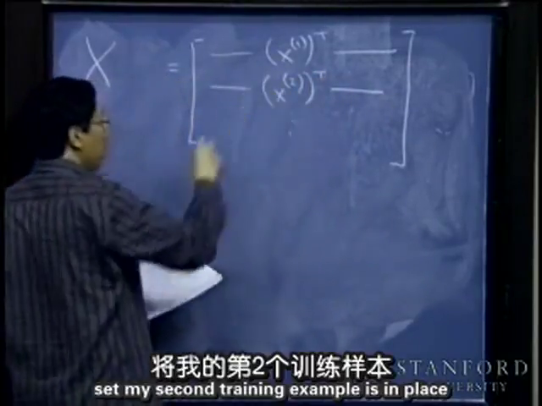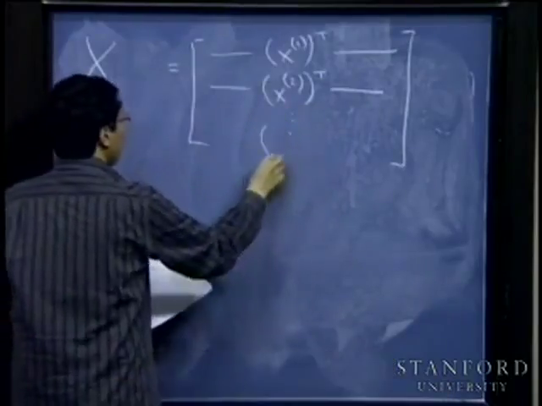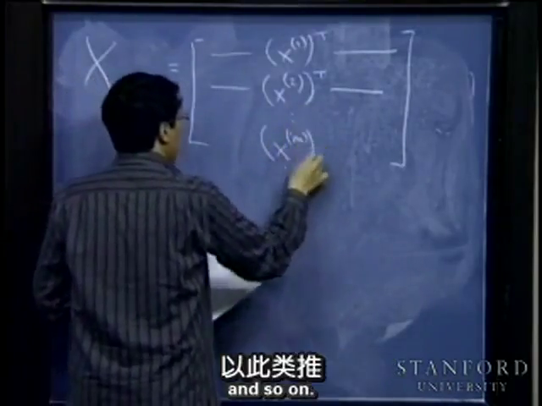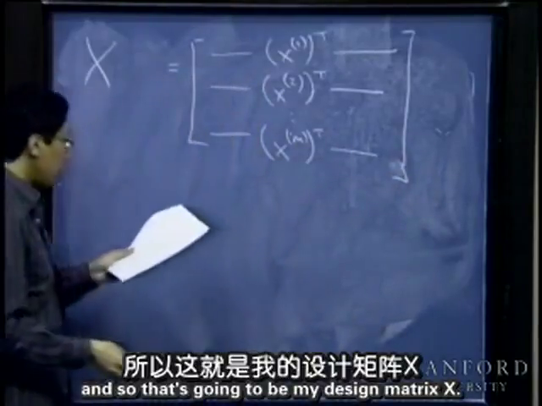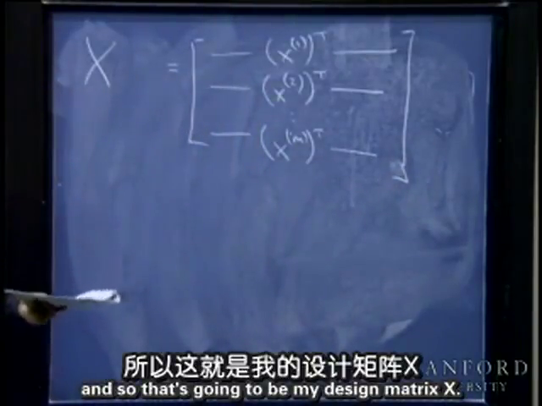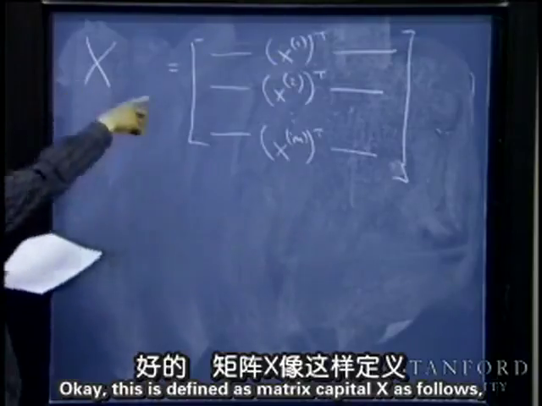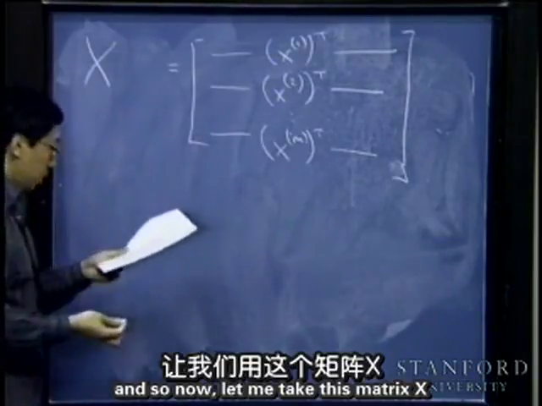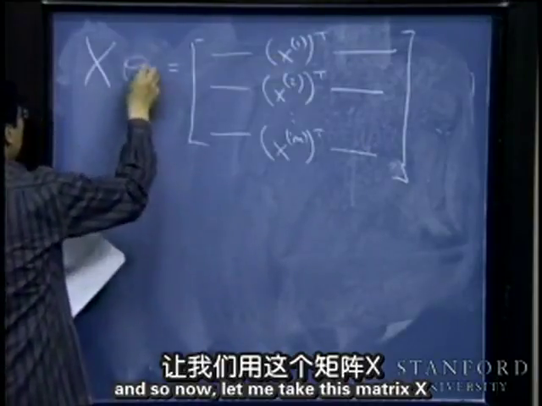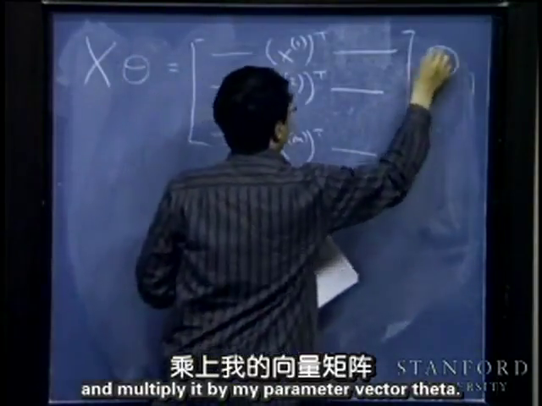Set my second training example's inputs to be the second row, and so on. And I have M training examples, and so that's going to be my design matrix X. Okay, I'm just defining this matrix capital X as follows. And so now let me take this matrix X and multiply it by my parameter vector theta.